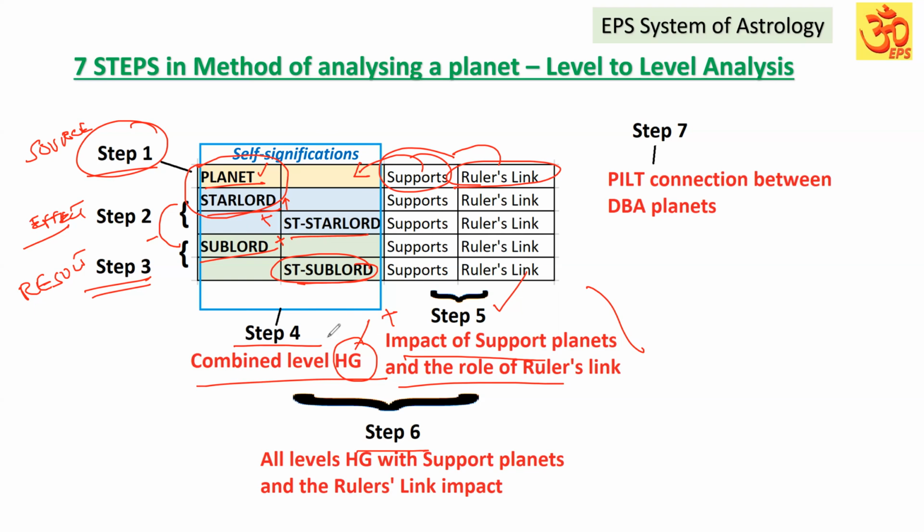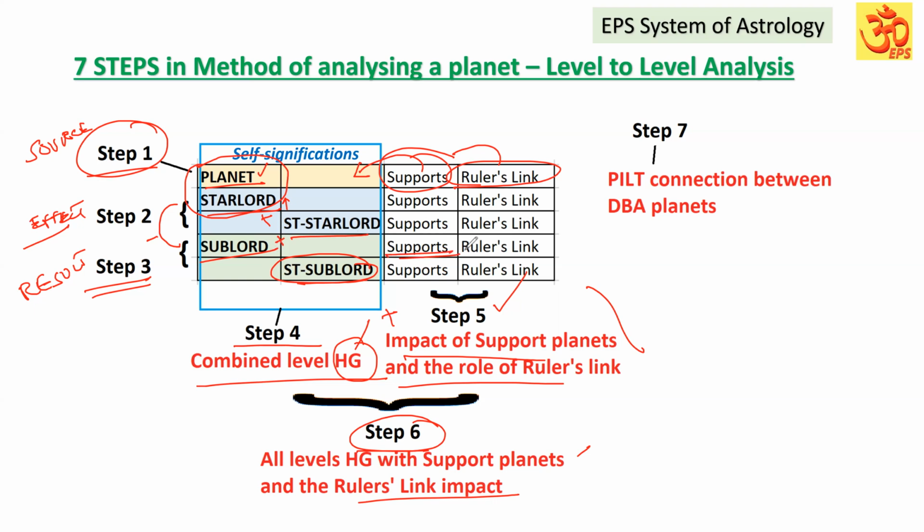So what impact these planets are going to get because of these supports and ruler link, because of that, there can be some sort of modification in the strength from step number 4. So step number 6 is all levels house grouping along with the support planets and rulers link impact. As I said, for one planet, suppose the star lord is good, the sublord can have some sort of weakness. It can have some favorable houses, but not to a good extent. It can have some unfavorable houses also.